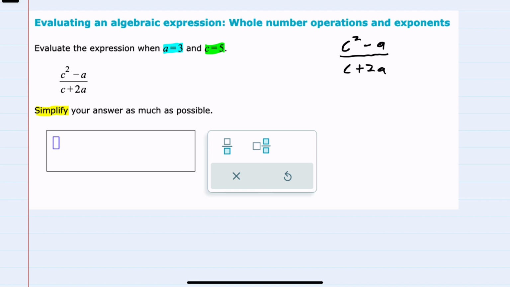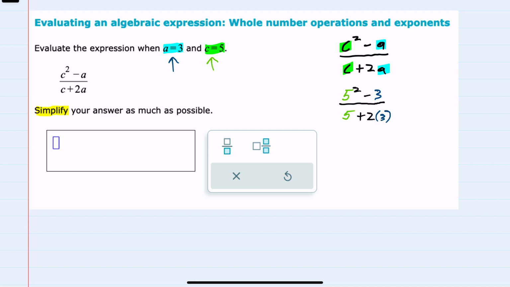And so to do so, I'll start with substitution, replacing all of our a's with 3 and all of our c's with 5. And from there, we can use the order of operations to simplify. So first, replacing that c with 5 gives us 5 squared minus, replacing the a with 3, 3. And then in the denominator, replacing the c with 5, plus 2 times a, which we know is now 3.